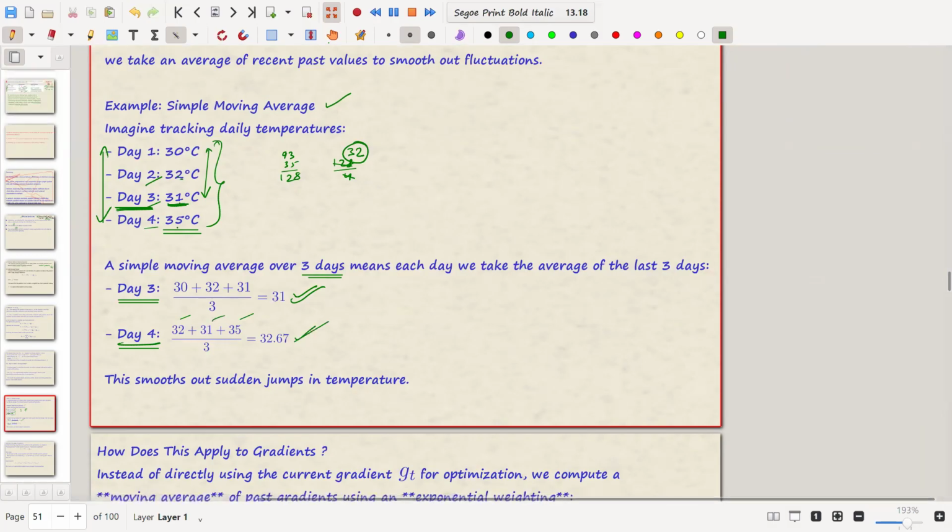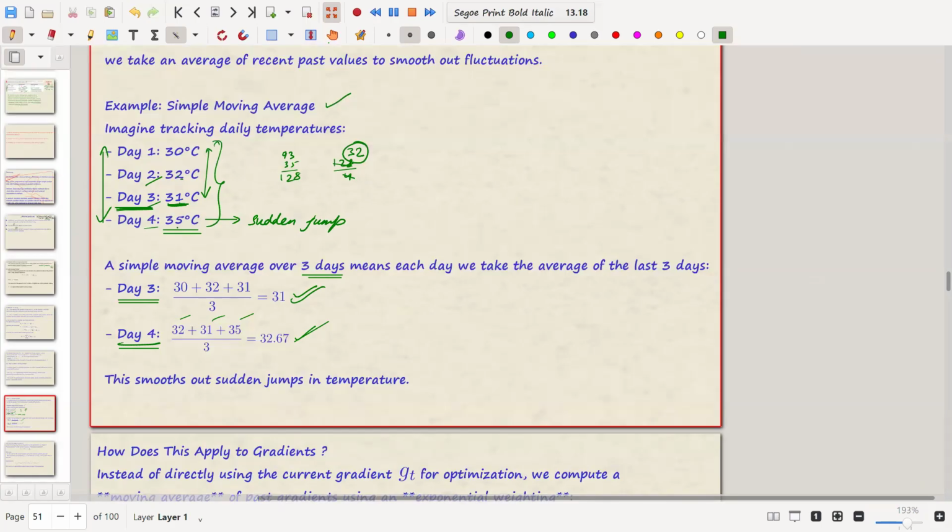Okay, so you're getting 32.67. You can see that by considering this moving average, this is just a tiny example, but by considering this moving average, you are reducing or smoothing out sudden jumps. The sudden jump is 35 degrees, which might affect all your dataset computations. Therefore, this is an example of leaky average.